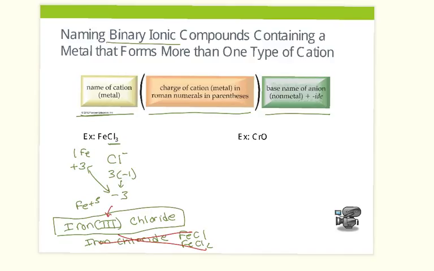Okay. Another example is when we have the chromium and the oxygen here. Well, let's figure out what the charge on our chromium is. Well, we know that the oxygen is always a -2 charge. There's 1 oxygen and 1 chromium, so this must be a +2 in order to balance our cation and anion. So it's chromium +2. So we write chromium, in parentheses 2 in Roman numerals, space, followed by oxide. So it's chromium(II) oxide.